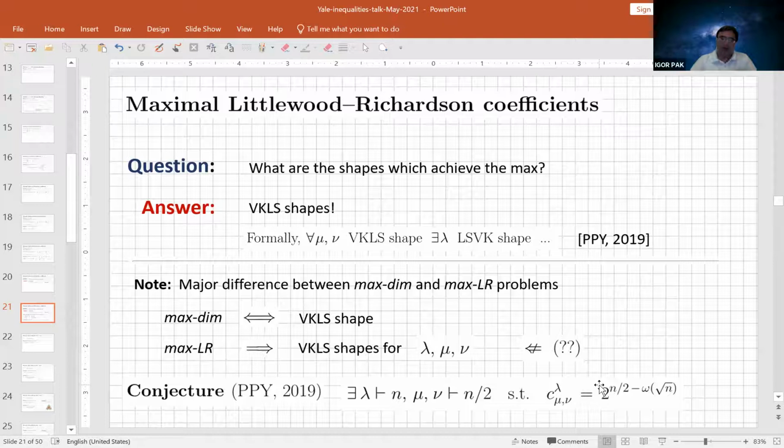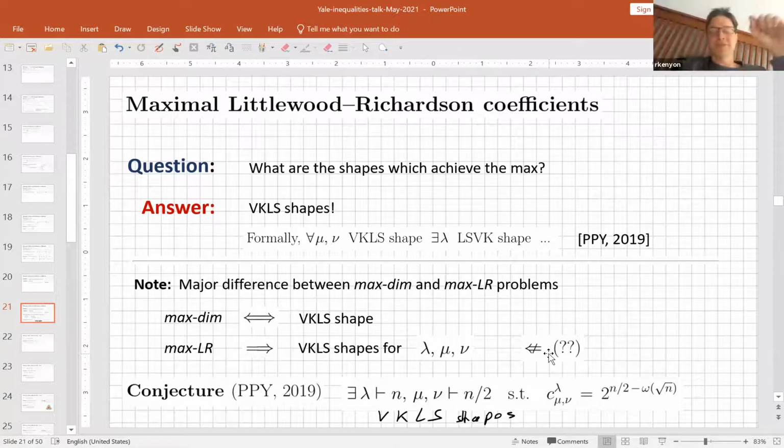you can have partitions which you would think have the right shape. So there's one condition missing, the conditions that give Vershik-Kerov-Logan shapes. So sometimes you get a much smaller Littlewood-Richardson coefficient than you would expect to get, even if they have the right shape. That doesn't happen in the Vershik-Kerov case, in the case of the dimension.